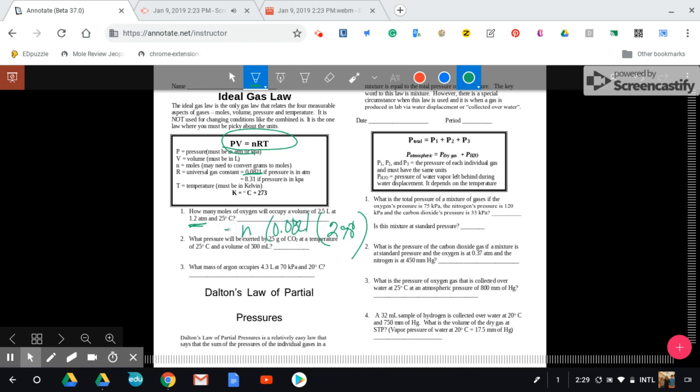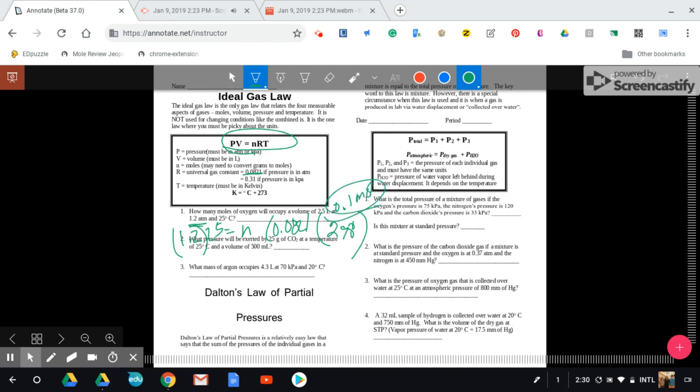We don't know our n, but we know that we have a pressure of 1.2, and we know that we have a volume of 2.5. So figure out 1.2 times 2.5 divided by the 0.0821 times 298. You should get 0.1 moles. So that's how you do the ideal gas law.